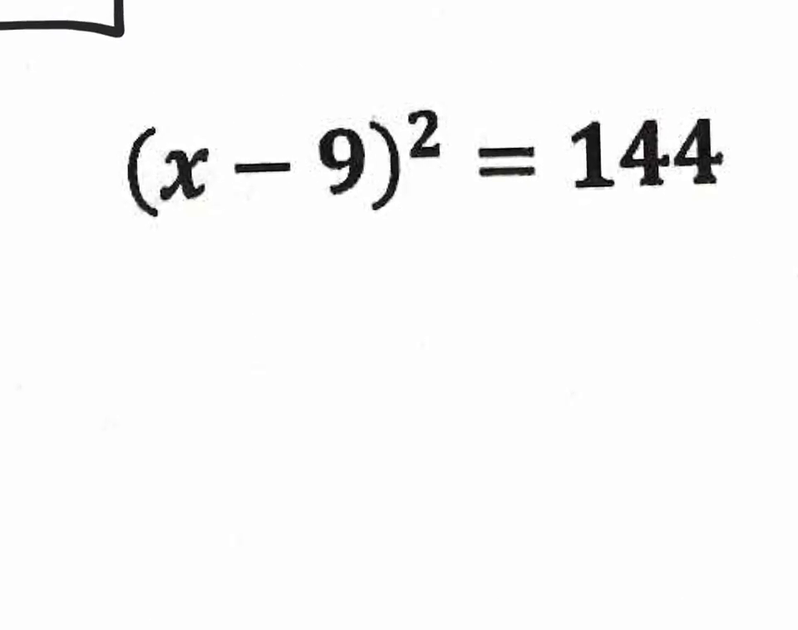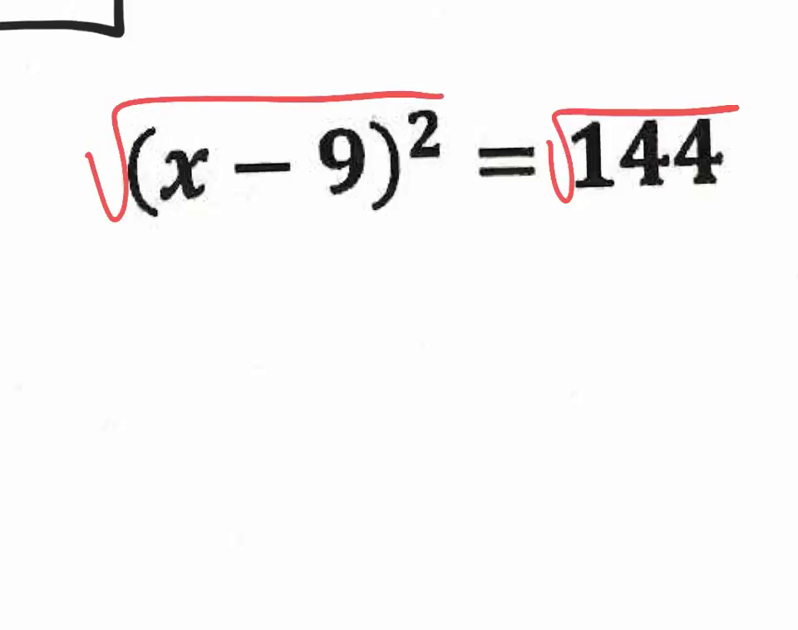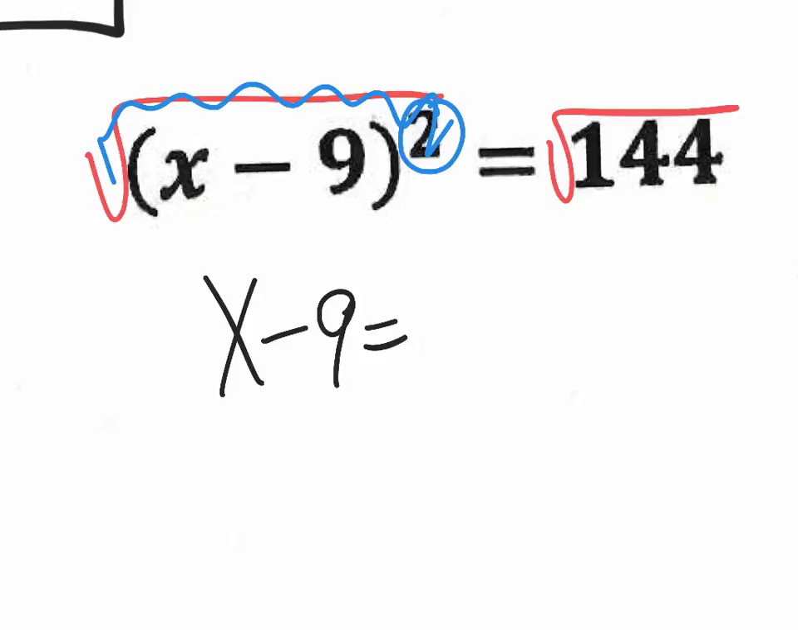On this one, we want to get rid of the square. So how do we do that? We do the opposite of a square, which is a square root. What you do to one side, you do to the other side. So the square root and the square will eliminate themselves. They're going to disappear. So what do you have left? You have x minus 9 equals, since we're applying a square root, you need to put a plus or minus in front of your answer, and the square root of 144 is 12.